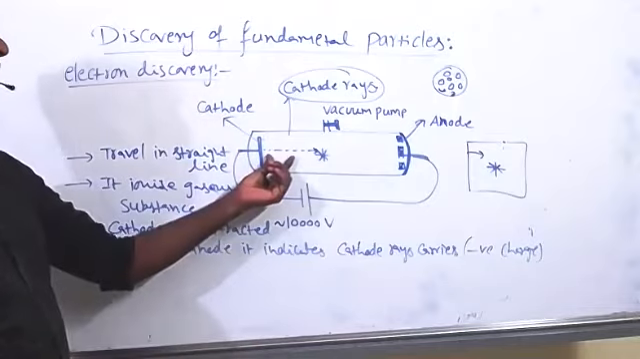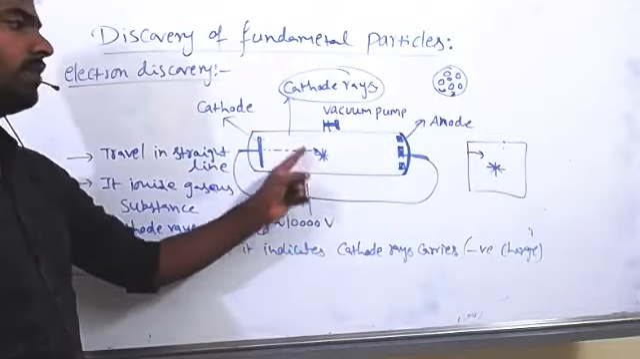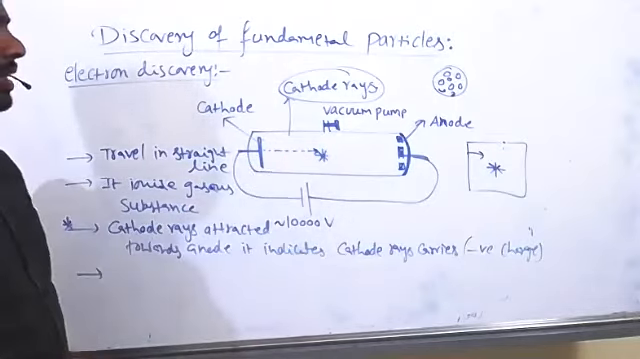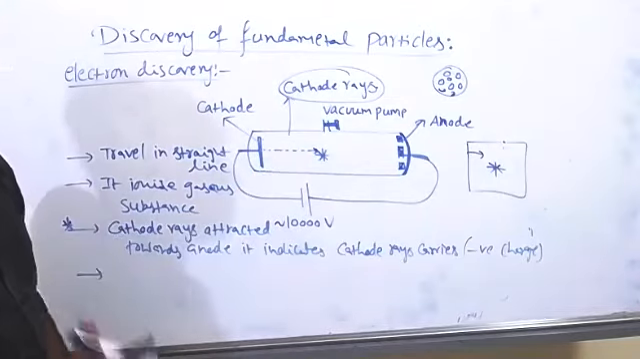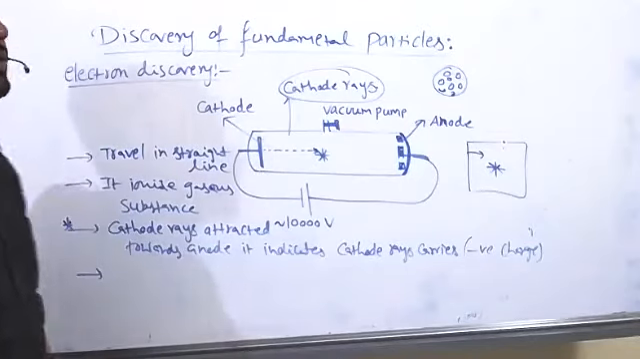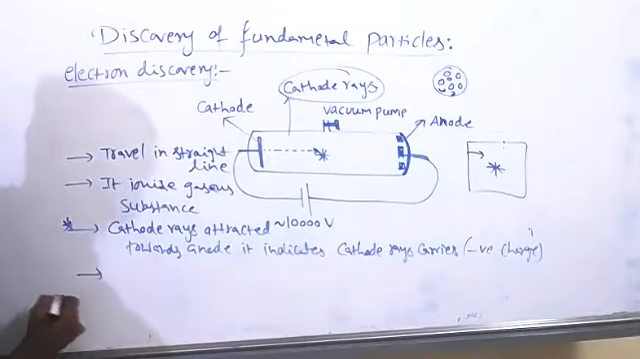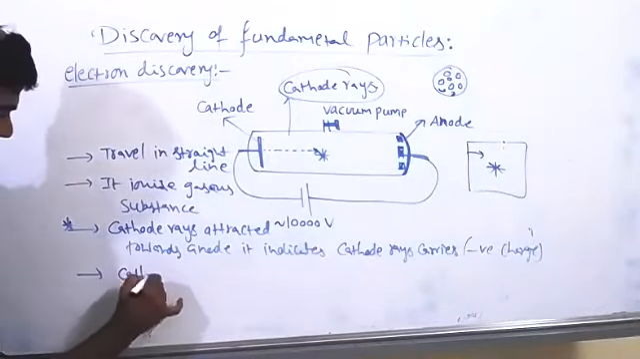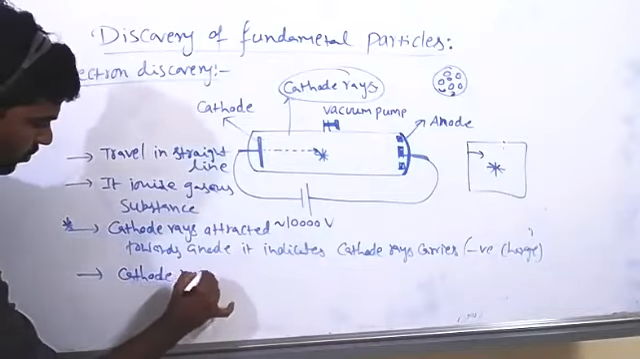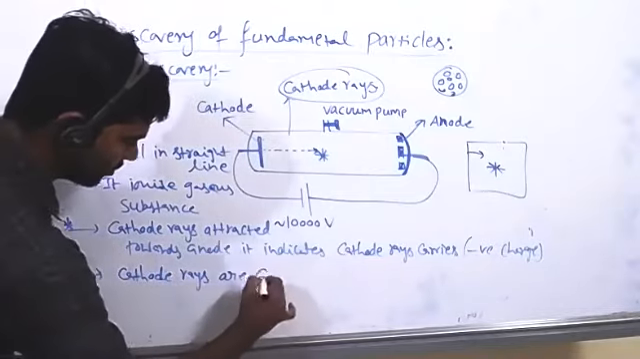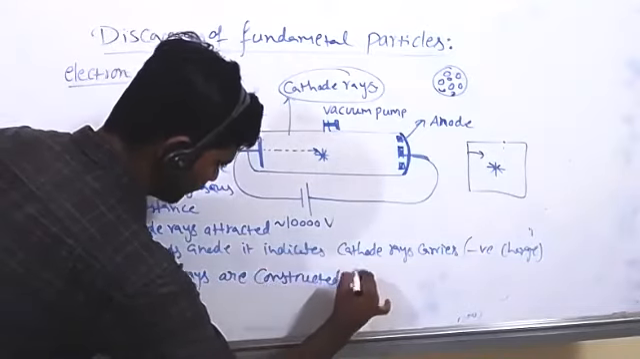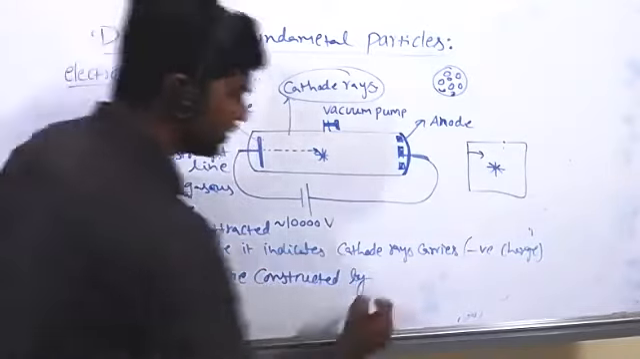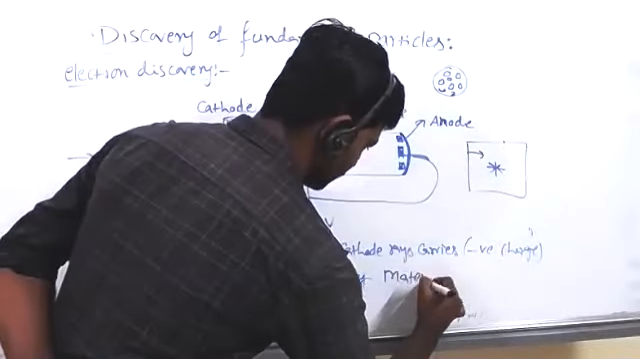Here also, when cathode rays are passed on this wheel, it starts rotation. It indicates cathode rays are constructed by some material particles, meaning they have some mass also. Cathode rays are constructed by material particles.